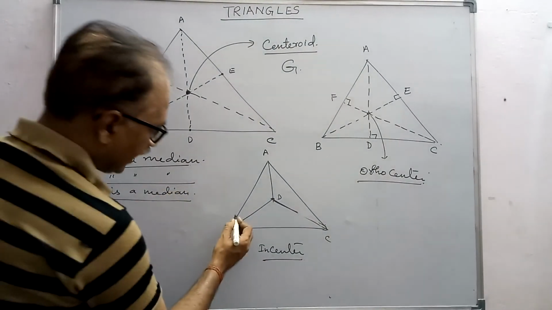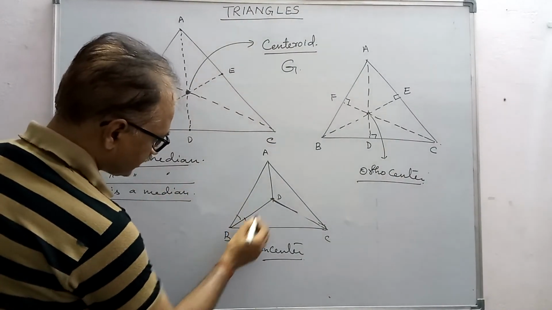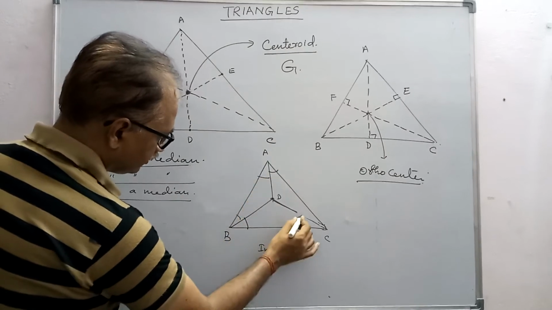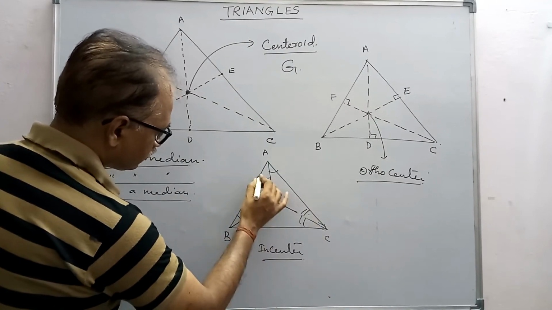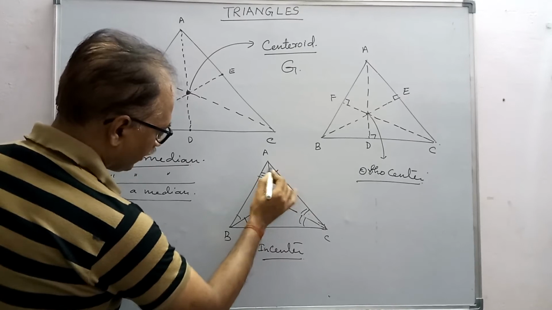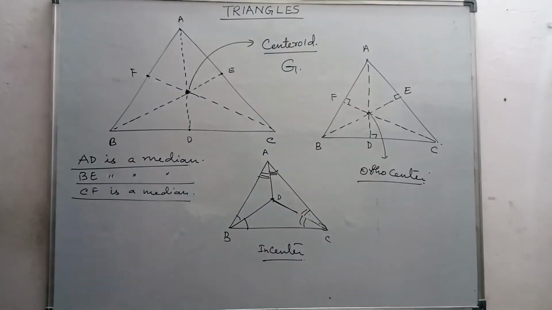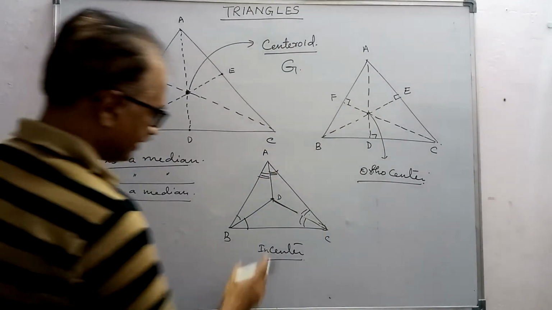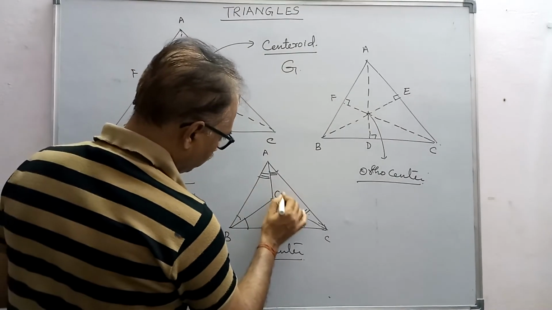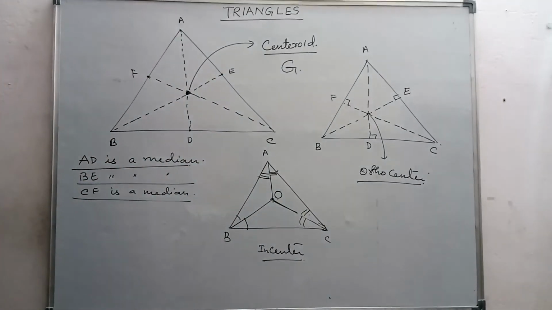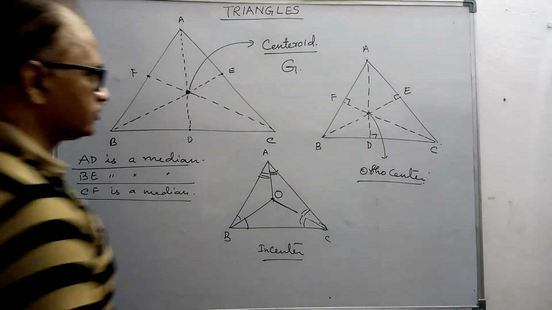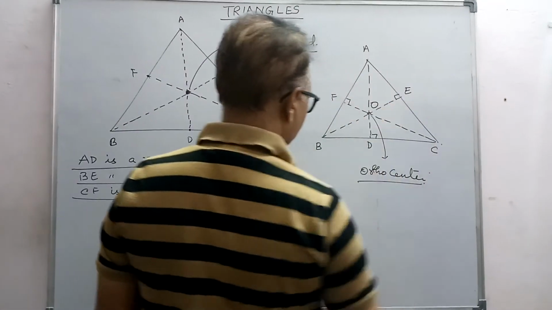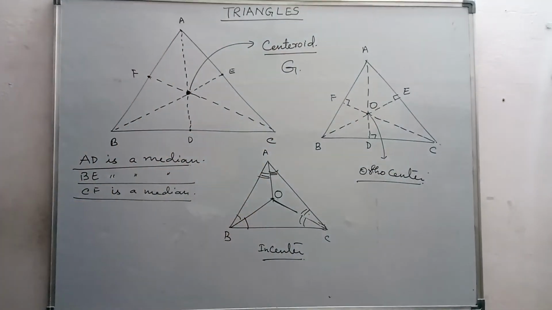In a triangle, all three angle bisectors means this angle is equal to this angle, this angle is equal to this angle, this angle is equal to this angle. So these bisectors also pass through a common point, and that point is called the incenter. You can take it as O, that is the incenter. Here you can take O as orthocenter. Here O is the incenter of the triangle.